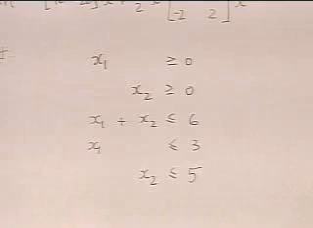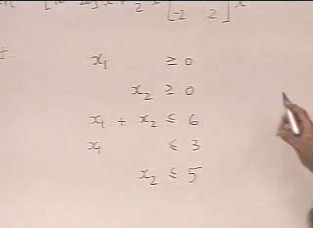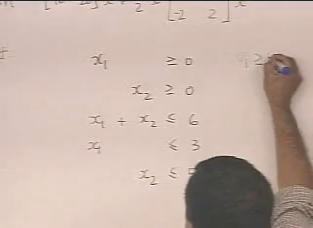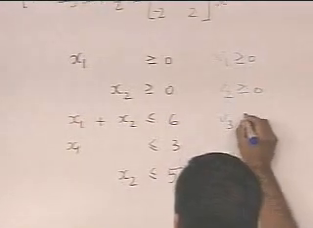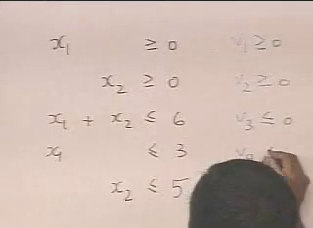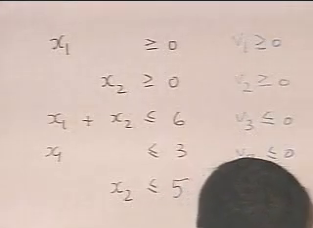So its corresponding multipliers: v1 must be greater than or equal to 0, v2 must be greater than or equal to 0, v3 must be less than or equal to 0, v4 must be less than or equal to 0, and v5 must be less than or equal to 0.